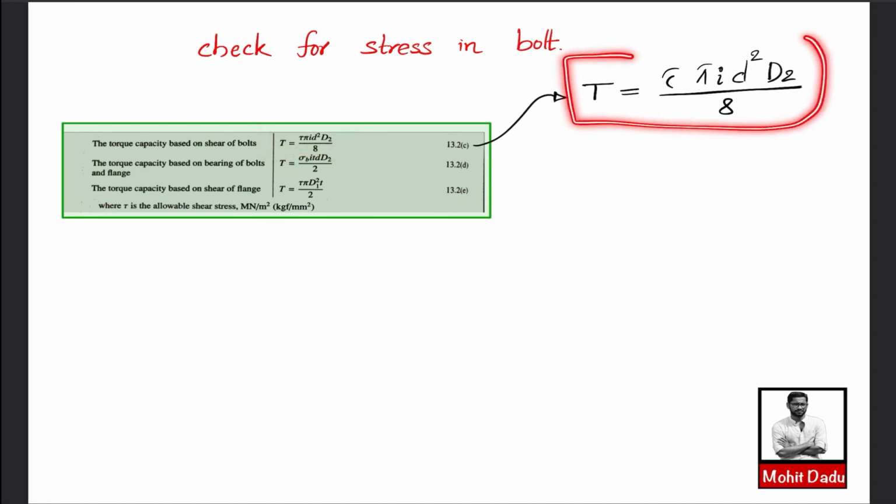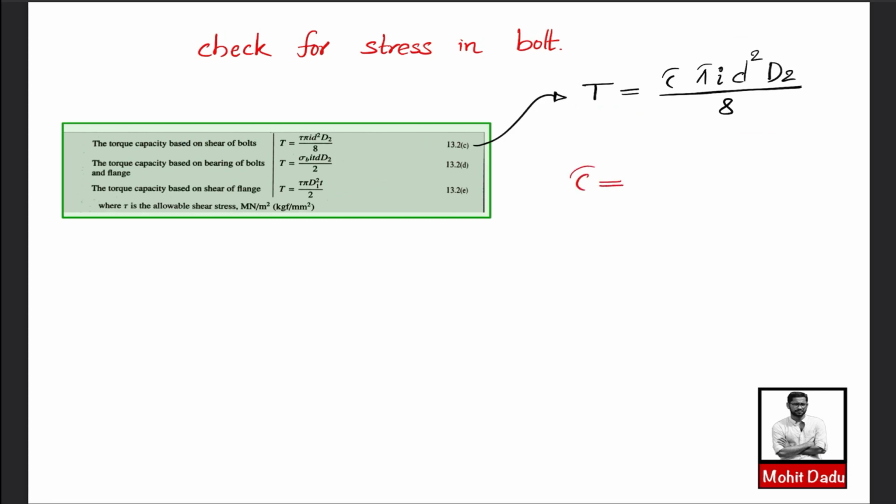I have rewritten this equation here, so this will be used for making a check. Torque value you are having, tau is the shear stress to be found, I is the number of bolts, D is the size of bolt, and D2 is the pitch circle diameter, and then you can substitute all these values and find the value of this shear stress.